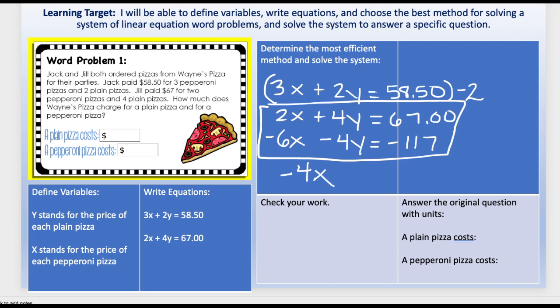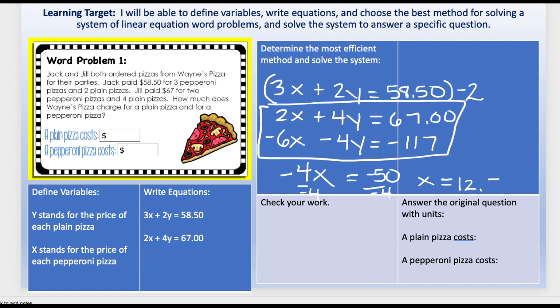When I combine the 67 and the -117, I'm going to do 67 minus 117 or plus -117. I get a -50. So now I'm left with a one-step equation, -4x equals -50. In order to isolate the x, I'm going to divide both sides by -4, and I'm left with x equals $12.50.